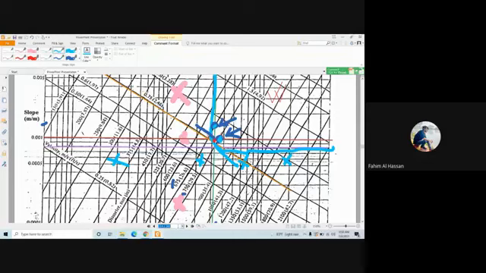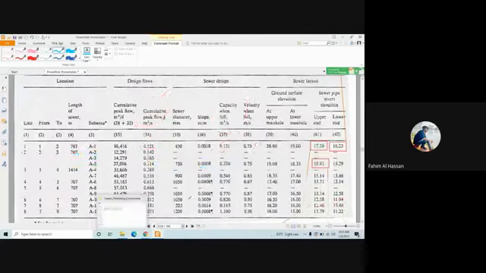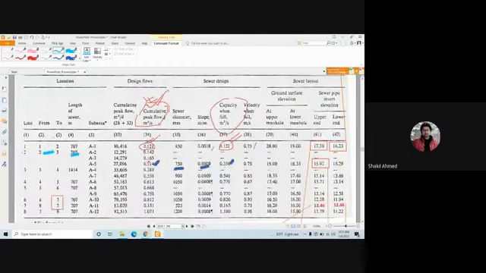Okay. So we are done. 0.330, similar to the other diameters. Same. Here, look at this. What happened to here? Here, cumulative peak flow is 0.615. Which pipe is this? 4 to 5.